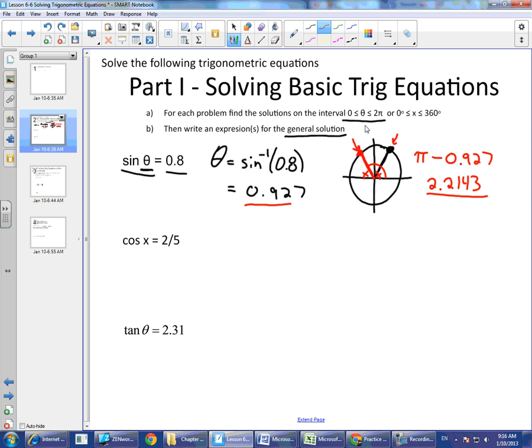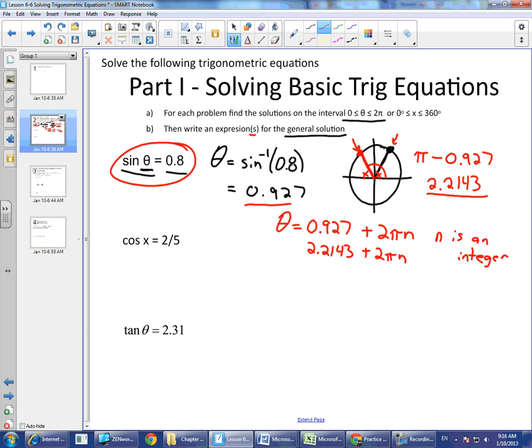If I'm going to write an expression that represents the solutions, I'm going to say theta can equal 0.927 plus 2 pi n, and I'm going to do the same thing for 2.2143 plus 2 pi n, where n is an integer. What this implies is that I can add on 2 pi times 1, 2, 3, 4, 5. So I can add on 2 pi as many times as I want, and I'll keep getting solutions to my original equation.